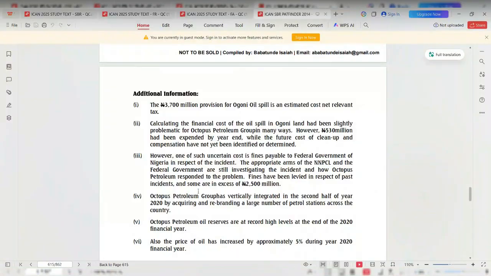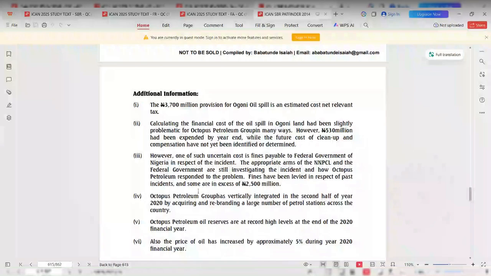2,500,000. So this one is also talking about what we were told the other time, that there was an oil spillage which has affected the agriculture and the well-being of that particular environment. As a result of that, now they want to fine them, but the investigation is still ongoing. So let us move to number 4.